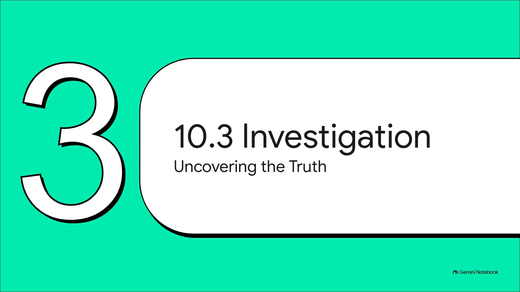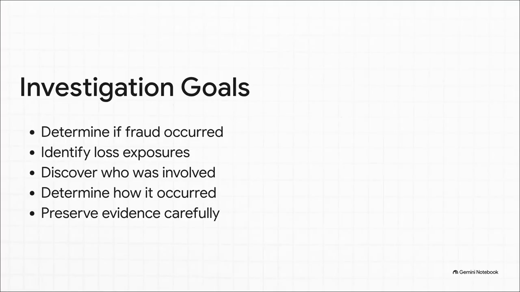Which brings us to our final section, 10.3, Fraud Investigation. Because when the controls fail, how do we uncover the truth? Once a suspicion of fraud is actually documented, investigations, which are usually led by internal auditors or legal counsel, kick off with incredibly strict objectives. You have to determine if fraud actually occurred, you need to quantify the financial loss exposures, find out exactly who was involved and exactly how they did it. But above all else, you must preserve the evidence meticulously through an unbroken chain of custody.